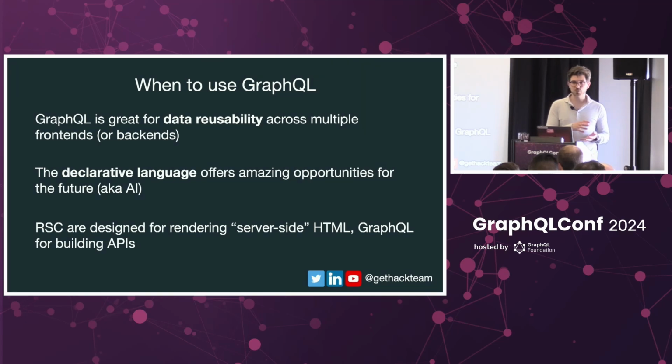And the declarative language is something that really excites me in this world where we're starting to move towards AI, and AI helping us to make better decisions, but also AI helping us to make our lives a little bit easier. And then React Server Components are really for rendering server-side HTML, whereas GraphQL is for building APIs. So we shouldn't compare them, but if you're an indie hacker, React Server Components might be a good substitute.